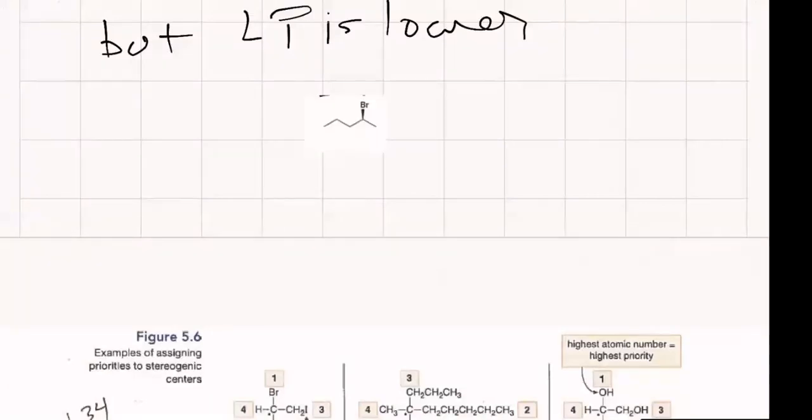Will the added element like bromine always be the first priority? It depends on what you're comparing it to. If you got another atom in there that's higher in priority than bromine, then no. But if you're comparing it to carbon, then yes.